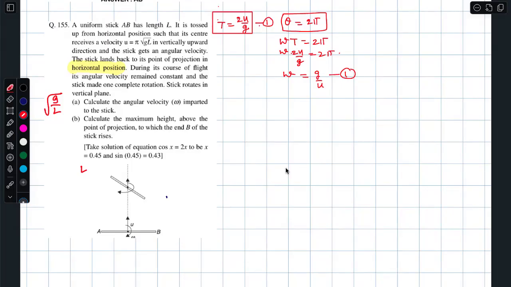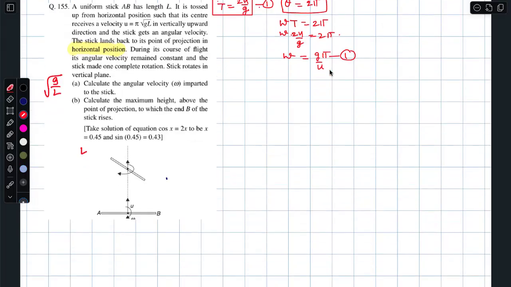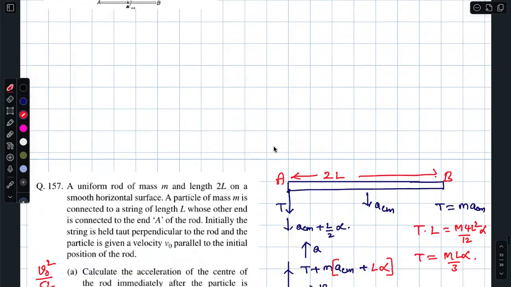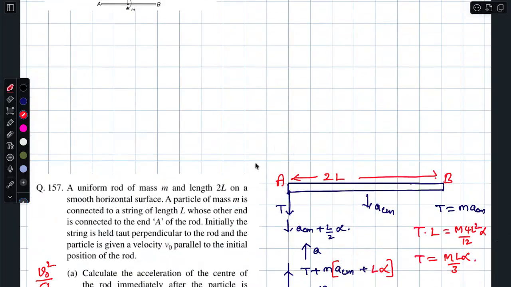Omega is g into pi by u; the pi term was missed there. But throughout, the angular velocity remains constant. That's given in the question. Now let me study what is happening. You have projected it. Next, stage 1.